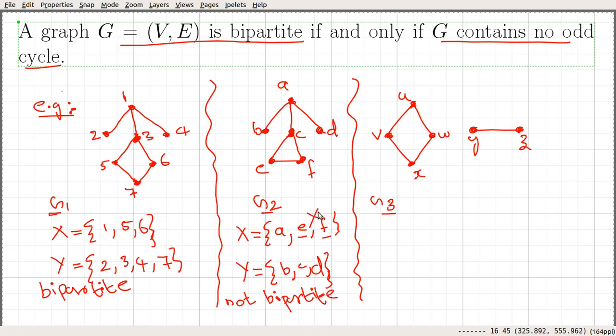So because of this contradiction, let's consider G3. Here we have a disconnected graph. This is component 1.